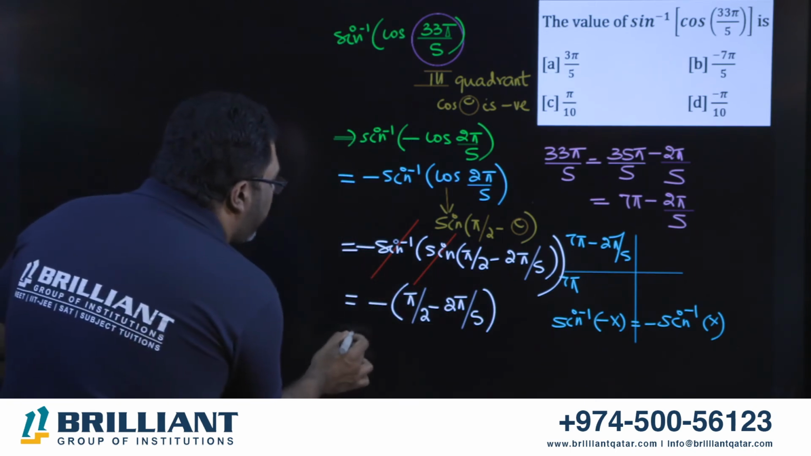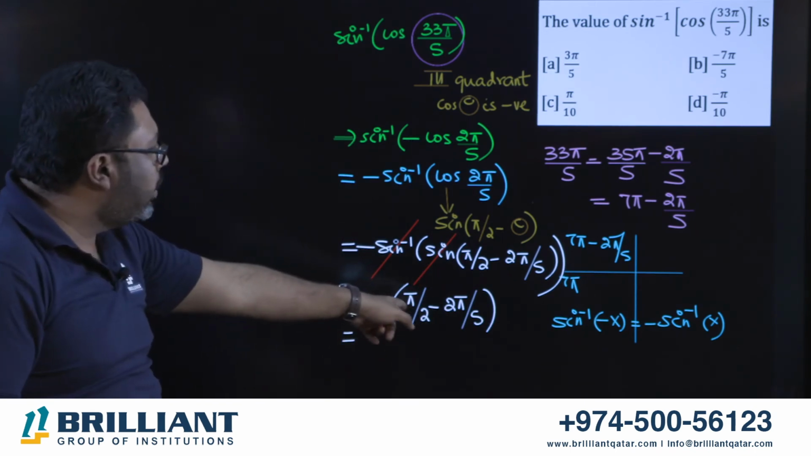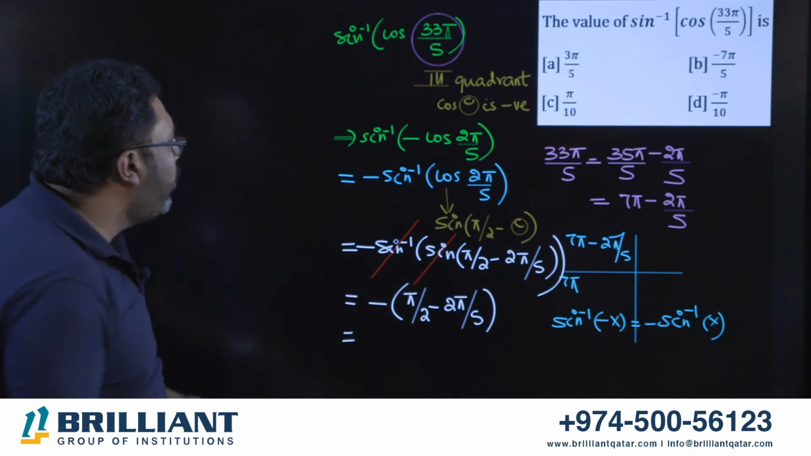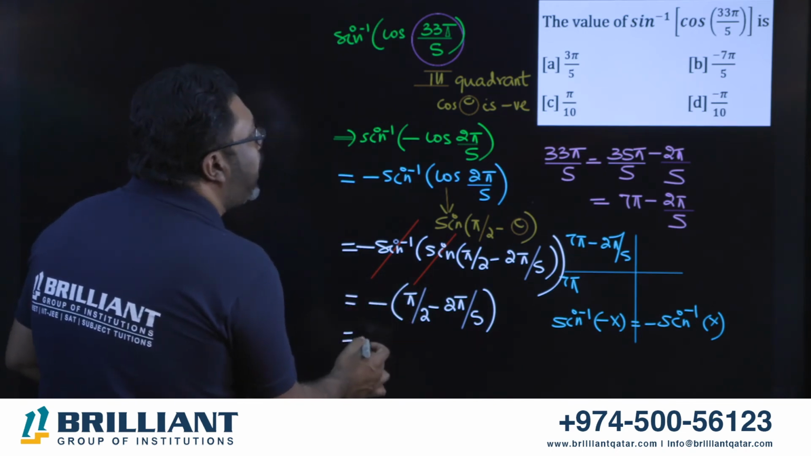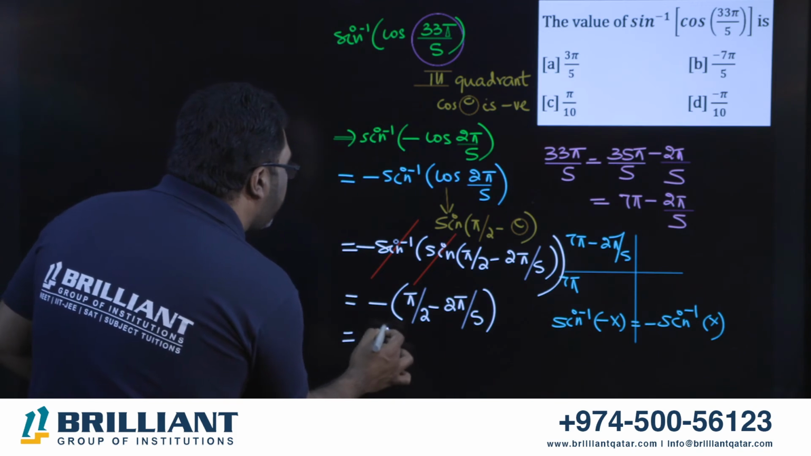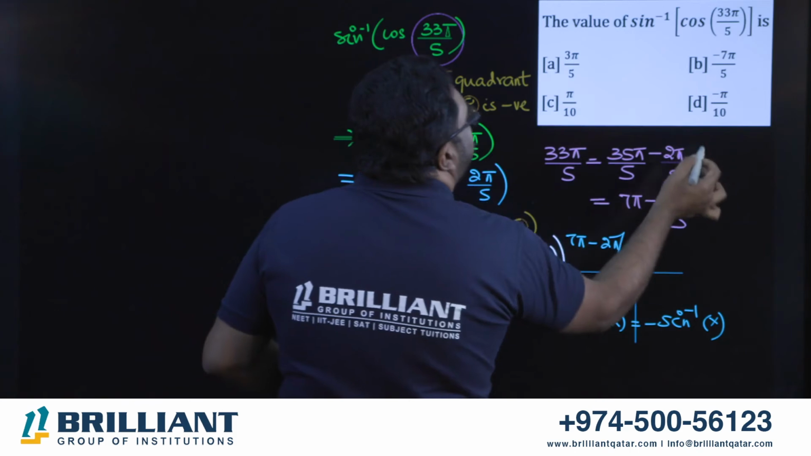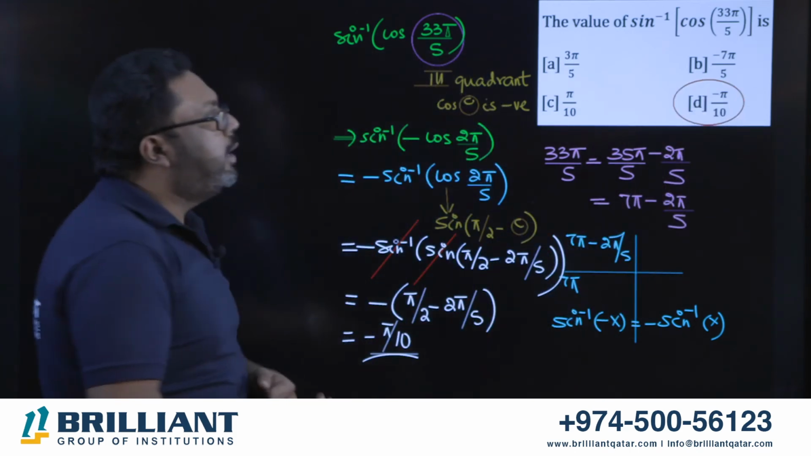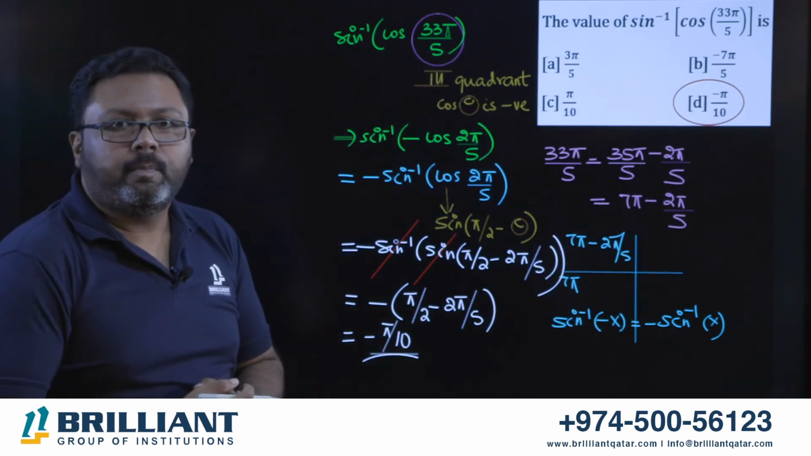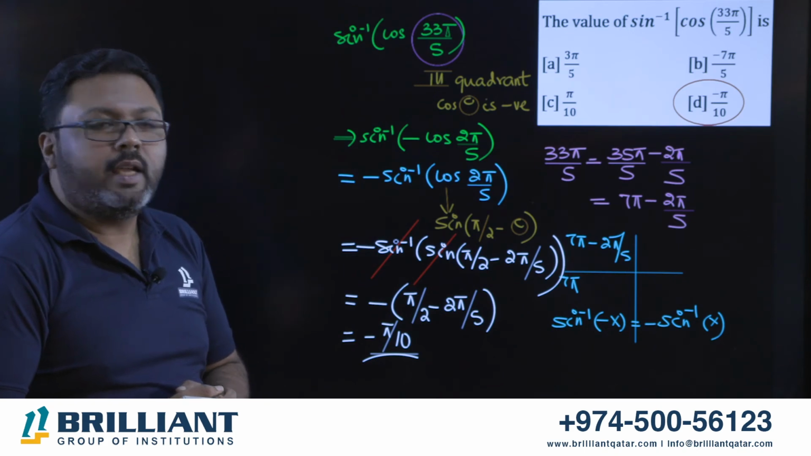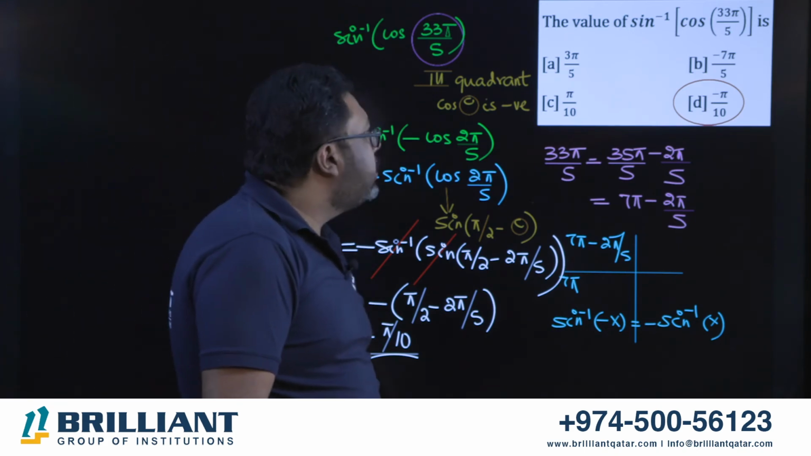Simplified, 90 minus 2 pi by 5 is going to become 5 pi minus 4 pi over 10, that is pi by 10. Minus pi by 10. Option D. Easy answer. Okay, next question.